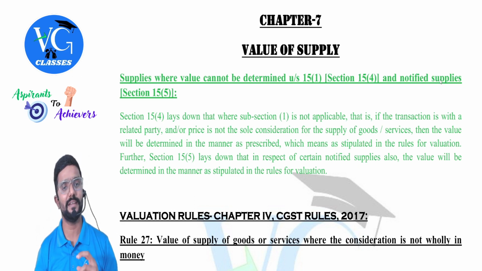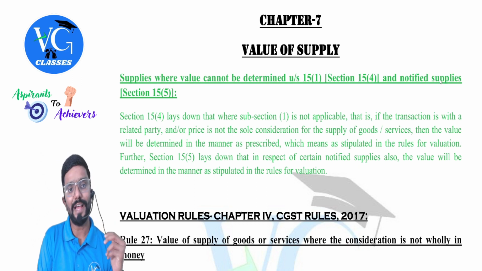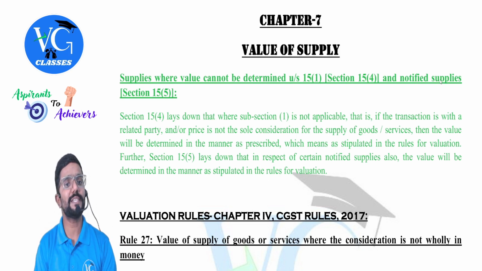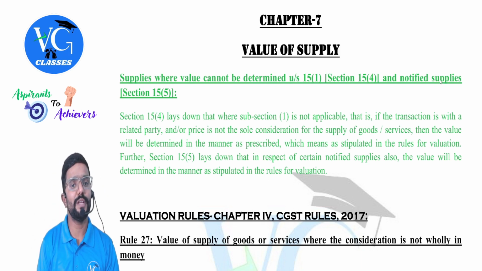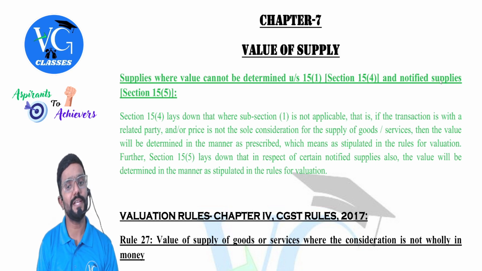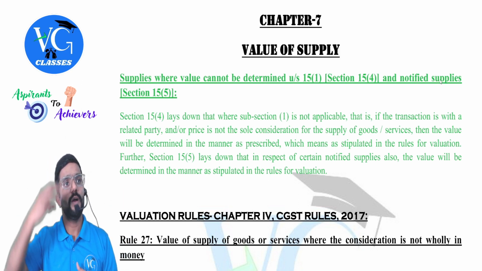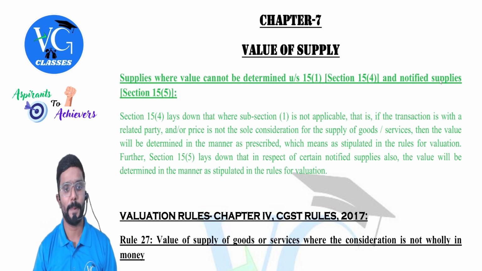Whatever I have given in green color is already there, but let me read it because that will tell you why we are going forward for valuation rules. Supplies where value cannot be determined under section 15.1, section 15.4 and notified supplies given in section 15.5. As of now, there are two things, guys. First, let us focus on 15.4, which talks about valuation rules. Section 15.4 lays down that where subsection 1 is not applicable, that is, the value of supply is not a transaction value, because out of the three conditions, at least one of them is missing.